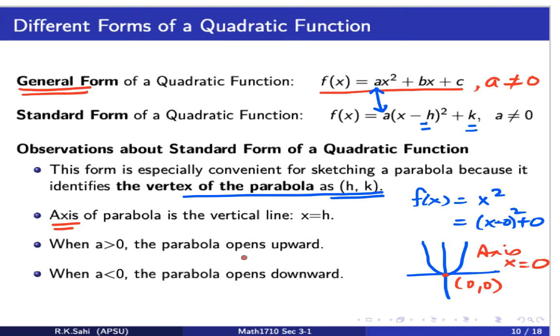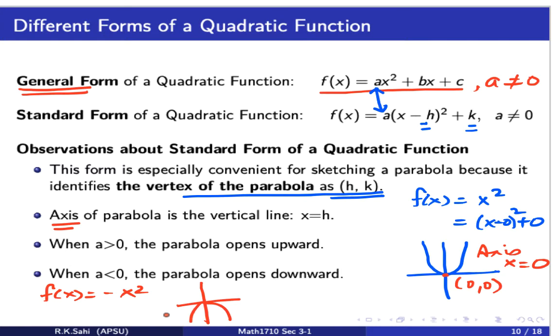Now, we have talked about it earlier too, and let me repeat. When the coefficient of x squared, which is a over here, is positive, that means the parabola opens upward. On the other hand, if the coefficient, say here I have a simple example, minus x squared, my a, which is the coefficient of x squared, is negative 1. That means the parabola is going to open downward.